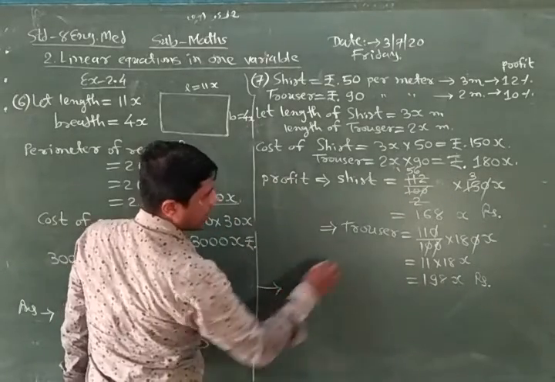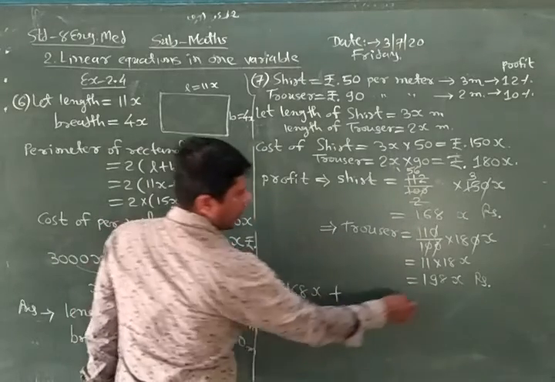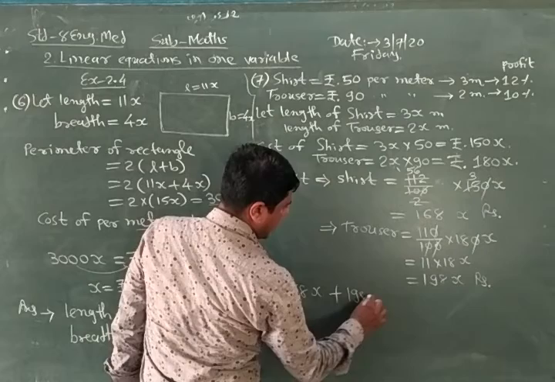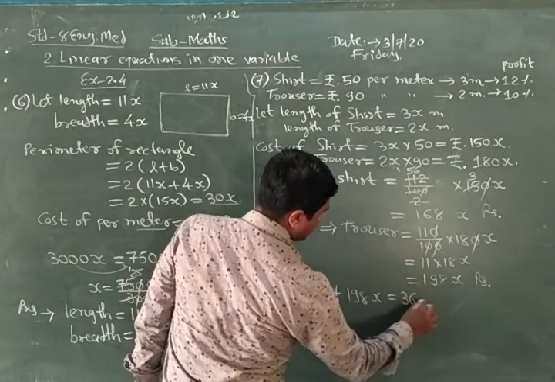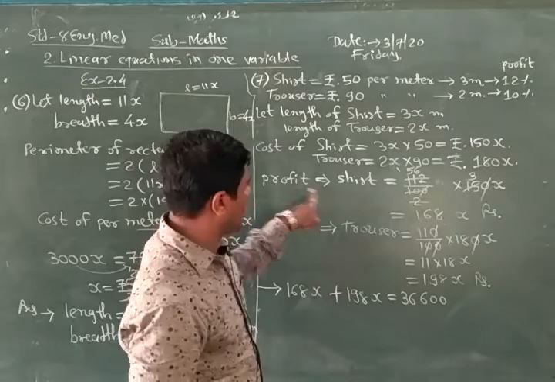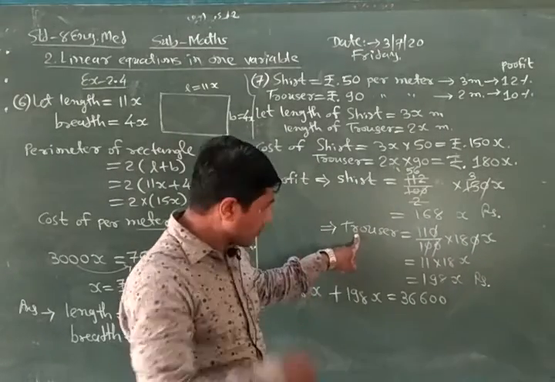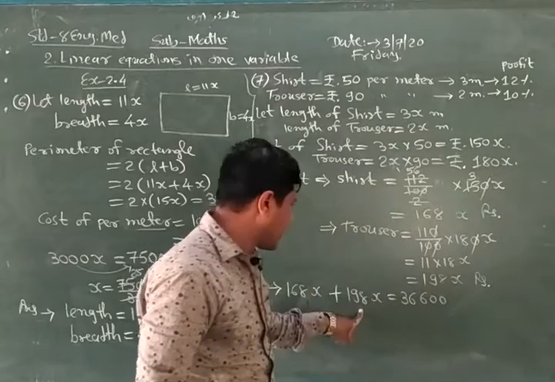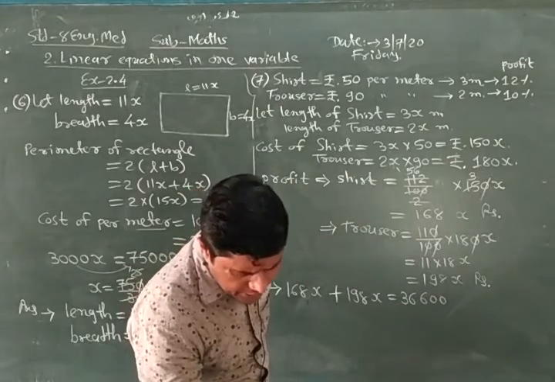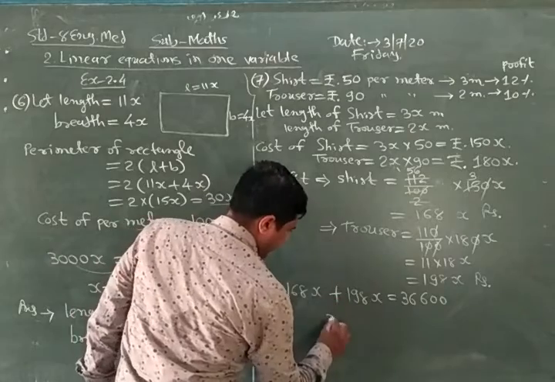First 168x plus 198x is equal to 36,600. Why? Because this is the cost of the shirt, 168x, and this is the cost of the trouser, 198x. In total given 36,600. Now addition, first x same.